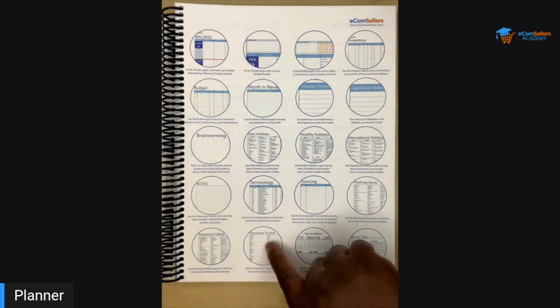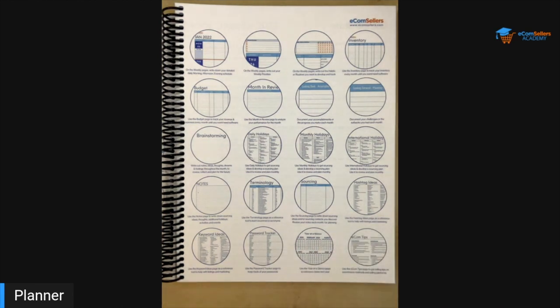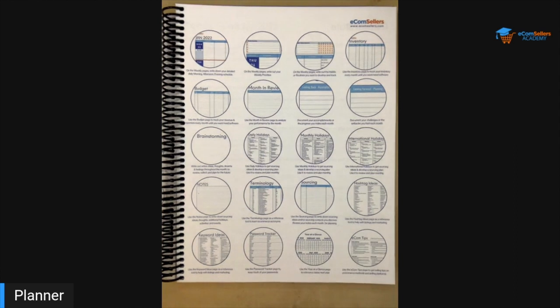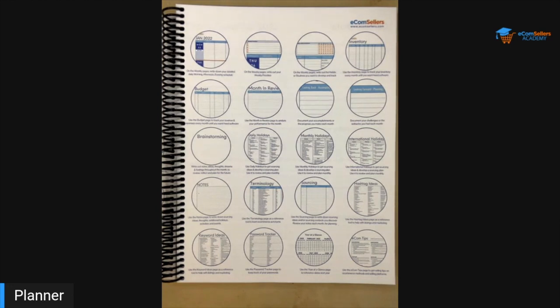If you're a person that loses your passwords on a regular basis, you get frustrated because you can't find them, you can use the password tracker to find those passwords. We've also given you a place where you can write down the URL for those. Year at a glance, another place for you to look at what's happening next year and make some plans around what activity you need to be doing.